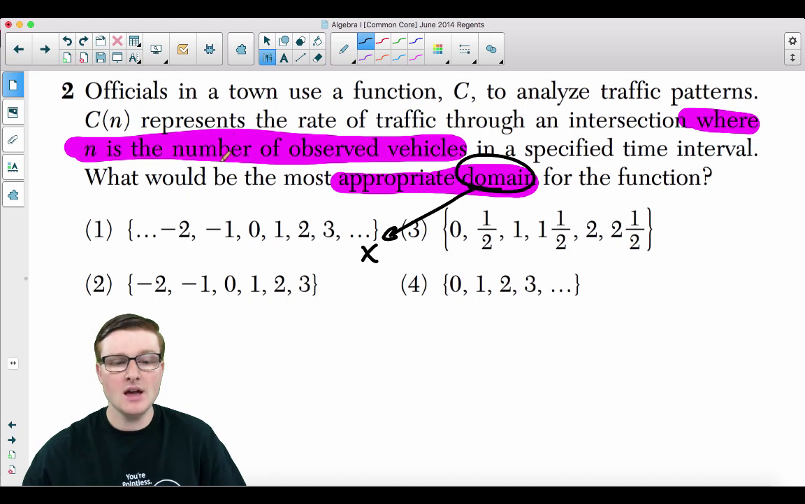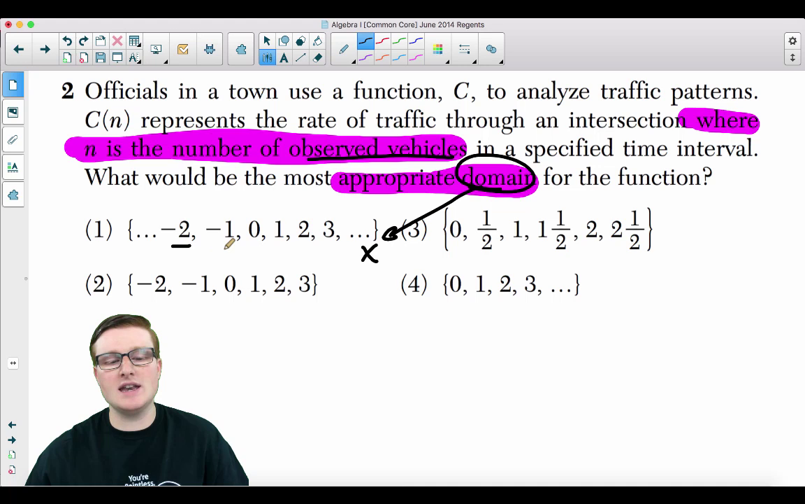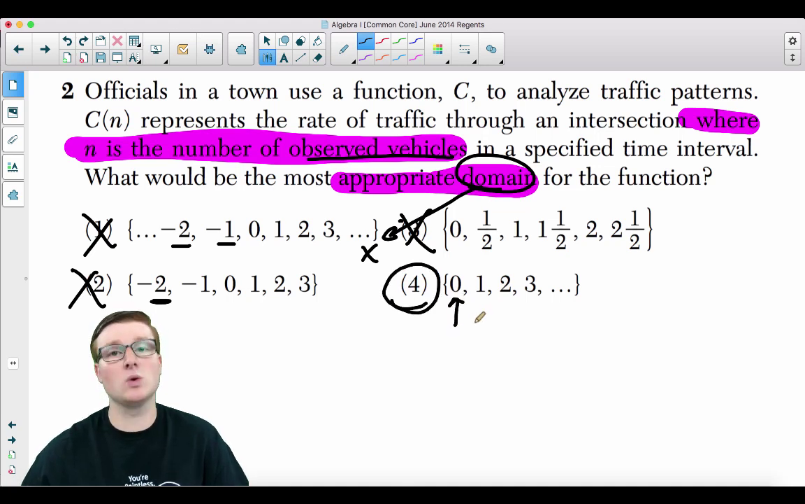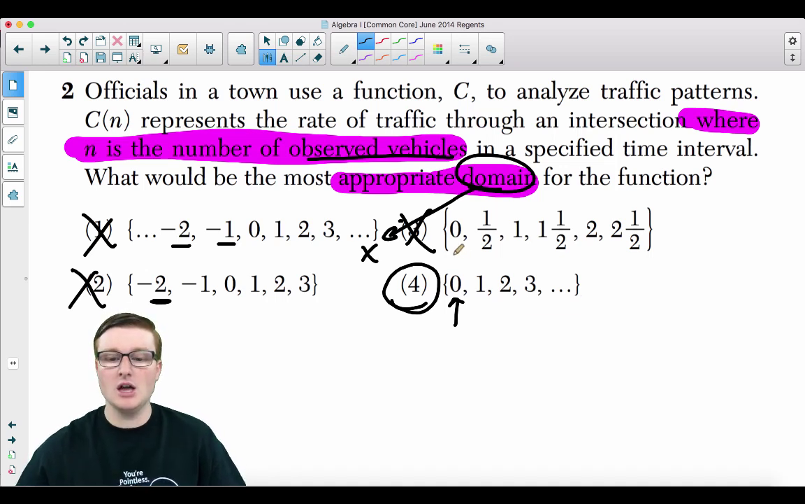Well, n is the number of observed vehicles. Choice 1, can you observe negative vehicles? No, you can't observe a negative car. Same thing over here, you can't observe negative cars. How about choice 3? Can you observe fractions of a car? 1/2, 1 1/2, 2 1/2? No, you can't observe fractions of a car on the road. You could observe no cars whatsoever, or you could observe 1, 2, 3, 4, so on and so forth. So the answer for this one is going to be choice 4. That is the appropriate domain for this function.